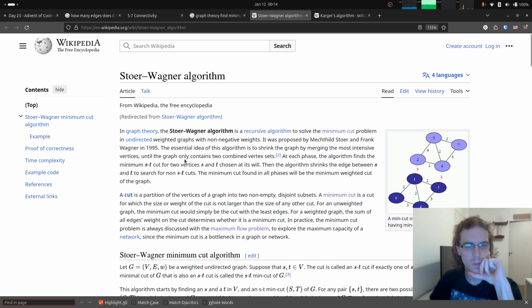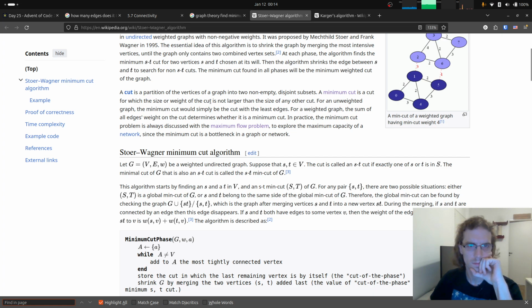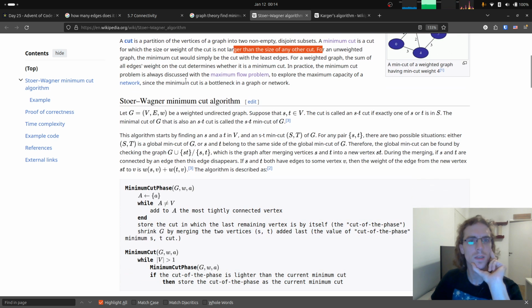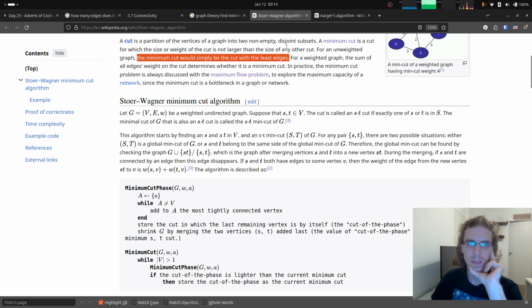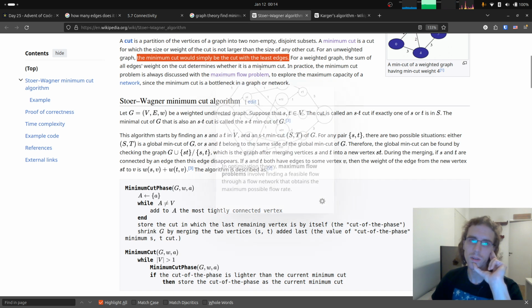Let's try to maybe understand what this algorithm does. Yes, a minimum cut is the cut for which the weight of the cut is no larger than the weight of any other cut. Yes. And this is cuts of edges. So for an unweighted graph, the minimum cut would simply be the cut with the least edges. Yes, that is what we want to find. For a weighted graph, the sum of all edge weights of the cut determines whether it's a minimum cut.